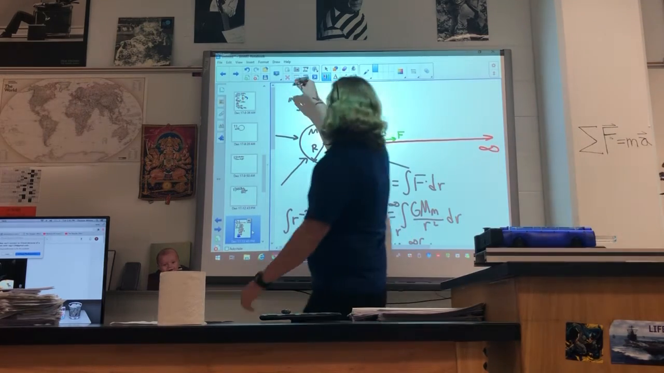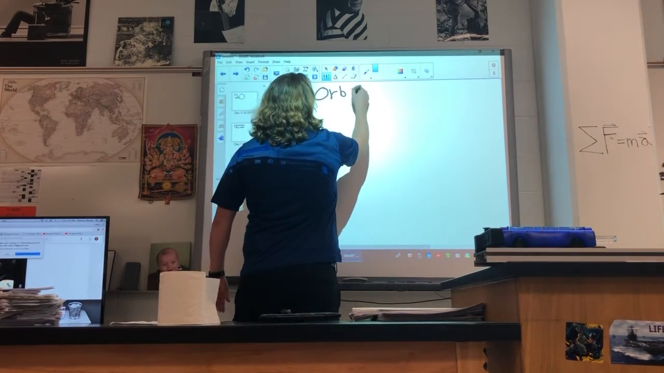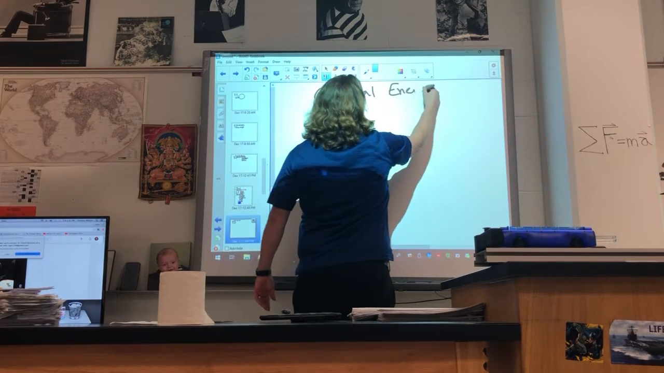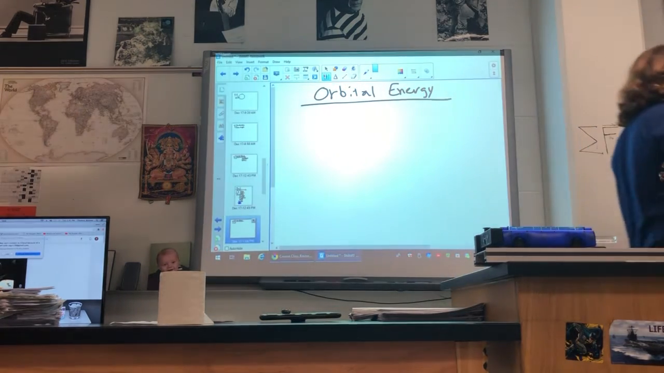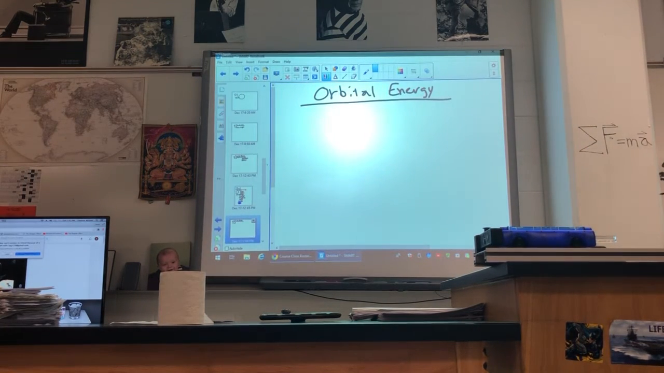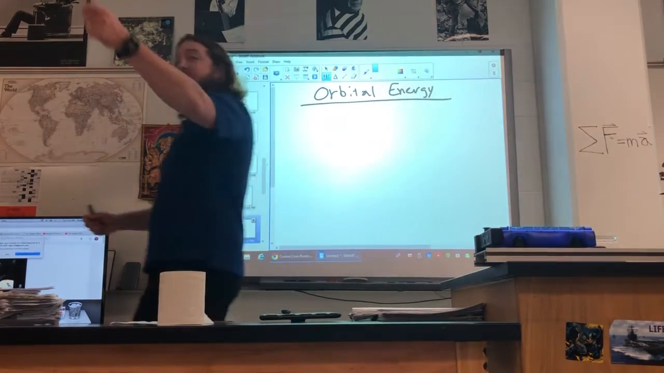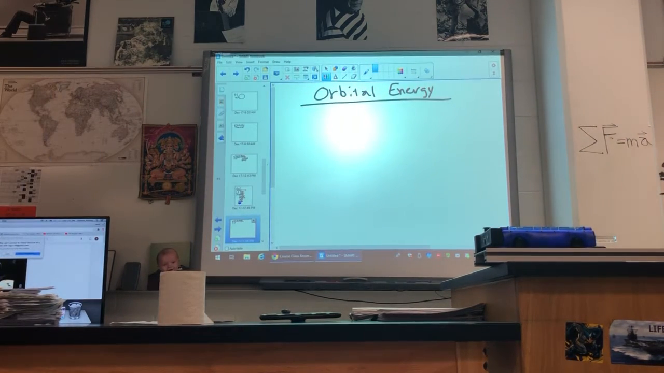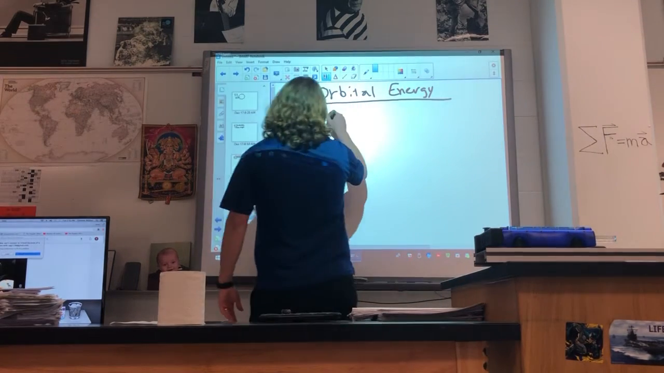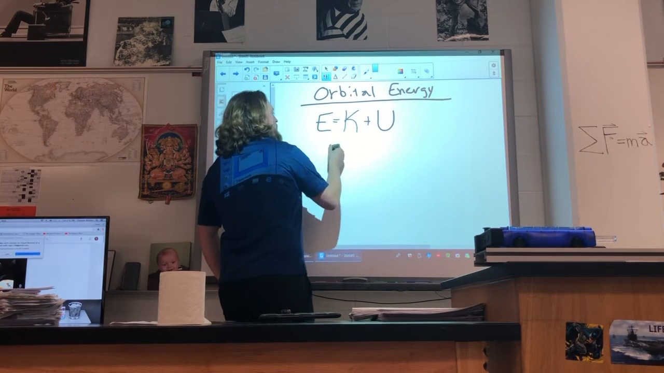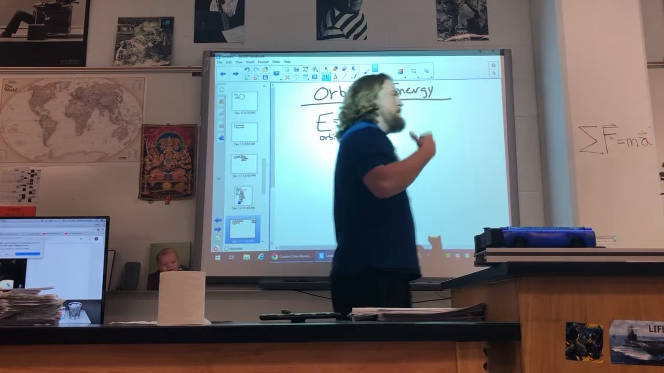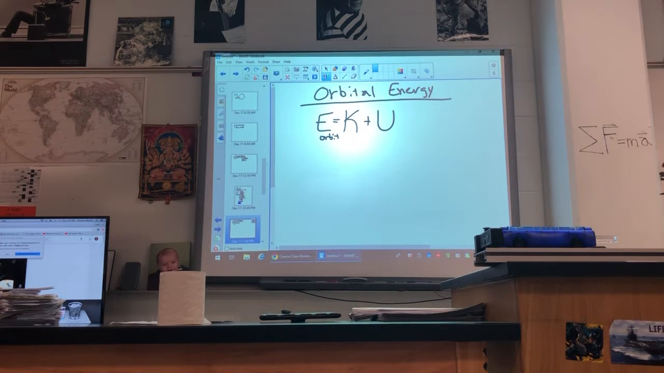So let's talk about orbital energy. This is the energy of an orbital system, meaning the satellite and the thing you're orbiting. We're going to quantify the energy in that system. So what is the symbol for total energy? E, and what is that always equal to? Kinetic plus potential, right? So orbital energy should be the kinetic energy in the system plus the potential energy in the system.